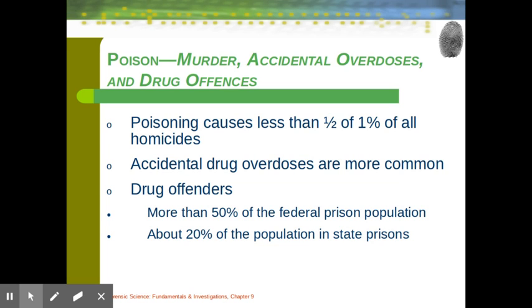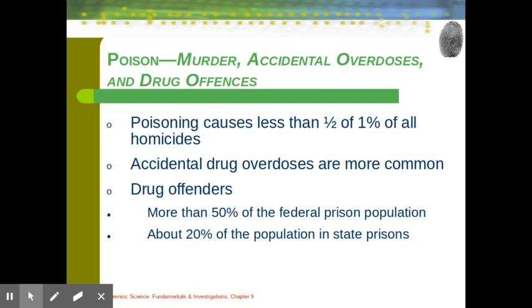So, as far as poisoning goes, we think that poisonings cause less than 0.5% of all homicides. Of course, on the flip side of that, you could say that those are at least the ones that we know of. If somebody's really good at poisoning people, maybe we wouldn't even pick it up. Accidental drug overdoses are much more common, especially now with fentanyl and heroin. Those substances are really easy to, first of all, get addicted to and then overdose on.